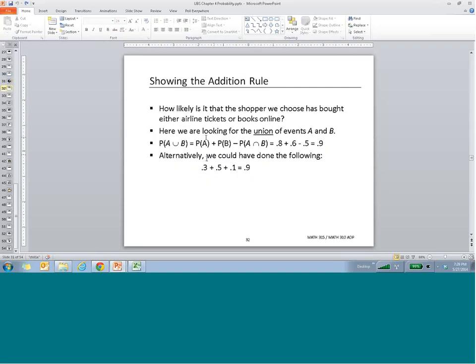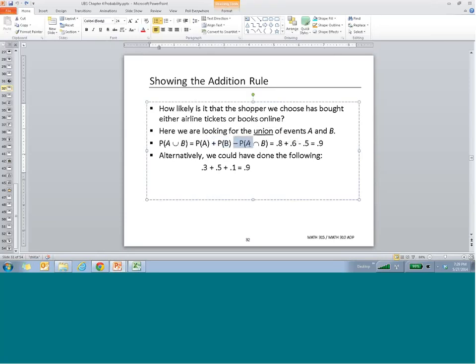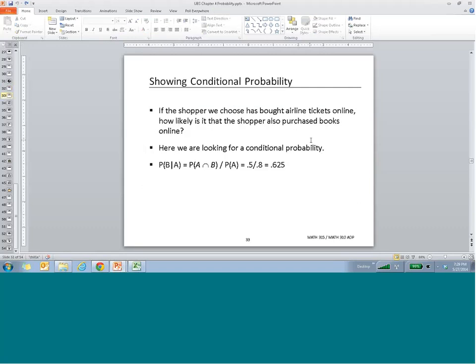This is the number that have bought airline tickets. This is the number that have bought books. And this is the number that have bought both. I have to take those back out because I essentially counted them twice. So I'm using two different methods to come up with the same answer, which is how many have purchased online. Does that make sense? Yep.